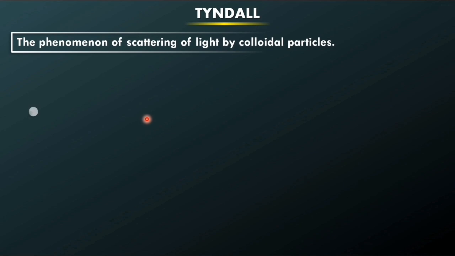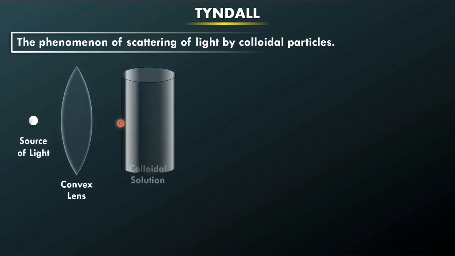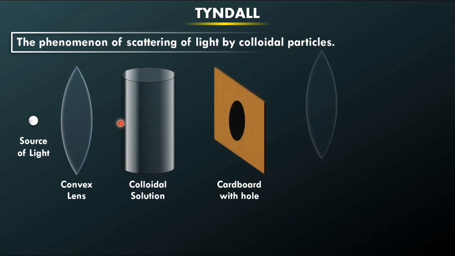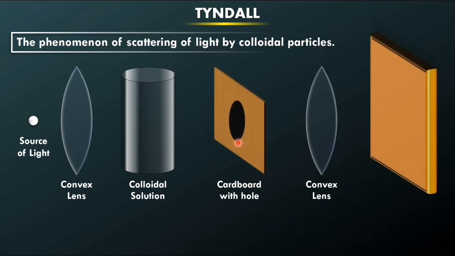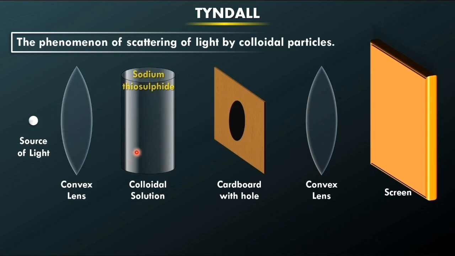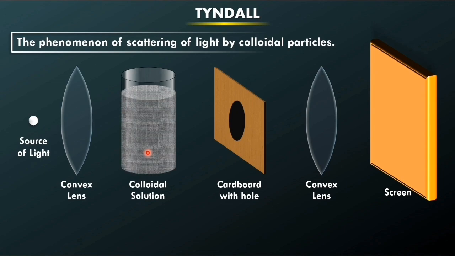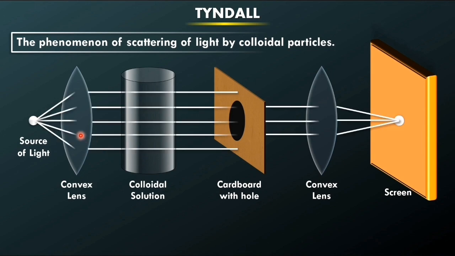In this experiment, what will we use? We use a light source, a convex lens, a colloidal solution, a cardboard with a hole, and a screen. To prepare the solution, in the first step we dissolve sodium thiosulfate in water, and in the next step we add concentrated sulfuric acid. Okay.